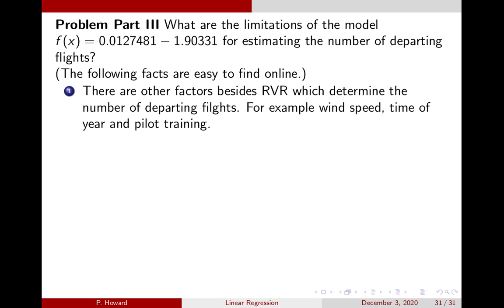First of all, there are other factors besides the RVR that determine the number of departing flights. For example, wind speed, especially crosswind speed. The time of year affects the number of departing flights. And the amount of pilot training for flying under adverse conditions also affects whether or not a pilot can take off at a certain value of RVR.